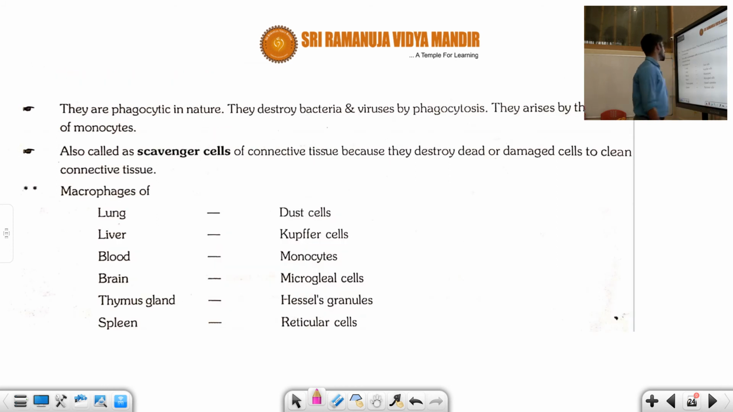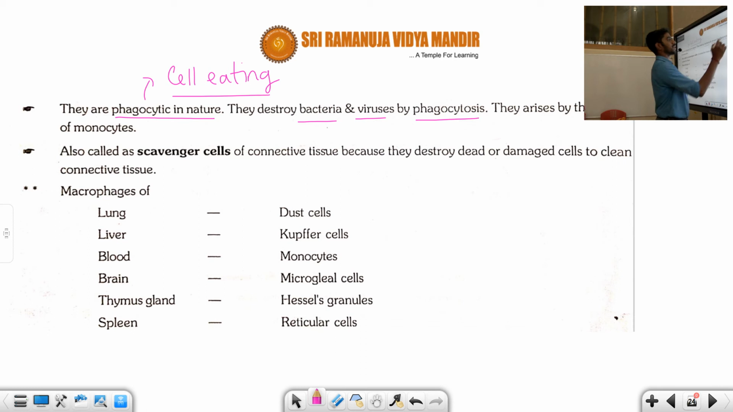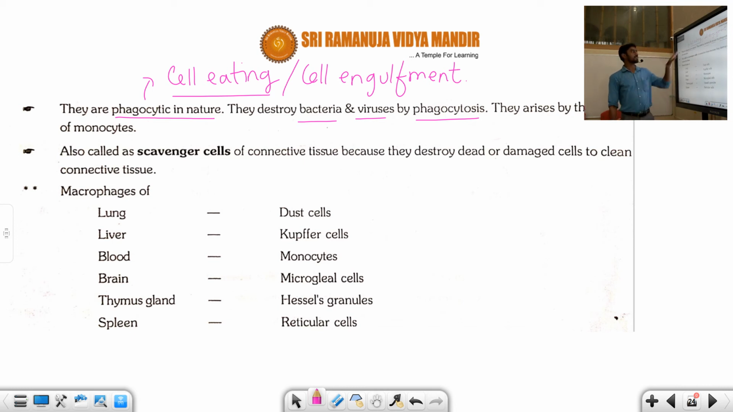Coming to the last part, the importance of macrophages. They are phagocytic in nature. Phagocytic means cell eating. They destroy bacteria and viruses by phagocytosis. That means the cell is engulfing in nature, also called cell engulfment. Cell eating and cell engulfment are the same, and both represent the phagocytic nature. So viruses and bacteria can be destroyed by the phagocytosis process.